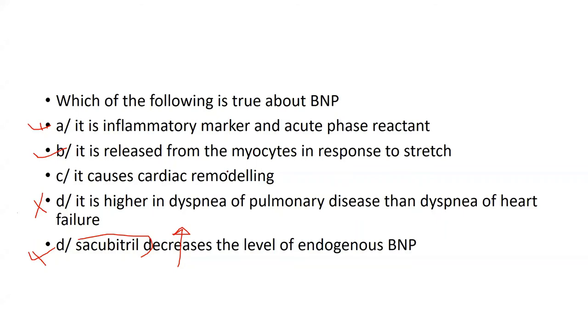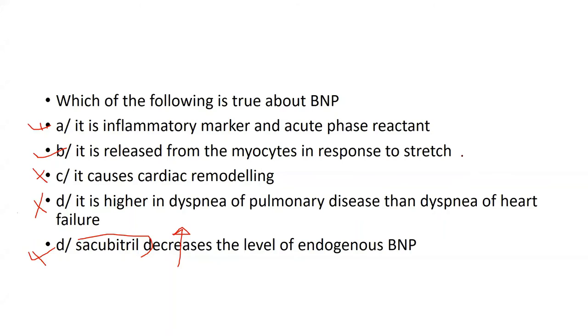And it causes cardiac remodeling? No, actually, it's proposed to be acting in reverse remodeling. So it retards the process of adverse remodeling and might reverse it. So this is wrong. So we are in between A and B. Okay, B. So B. Yes, exactly.